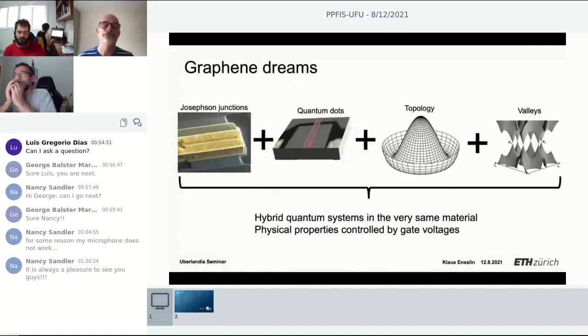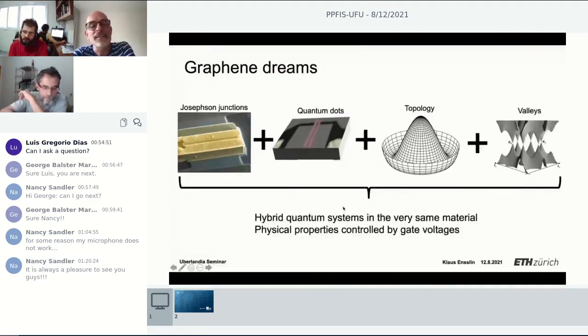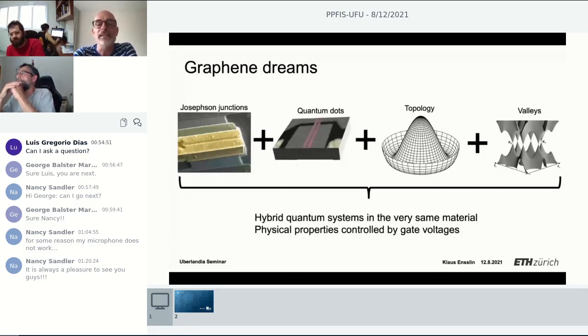Yes, I mean, this picture here at the very end, you could also add Majoranas in principle. I think for Majoranas, what you would need is spin orbit interaction. But actually, that is also not so difficult because you can add a transition metal dichalcogenide and put it directly on graphene. So it's an insulator with strong spin orbit interaction, and you can induce spin orbit interaction in graphene. So we are thinking of how that could possibly be done.